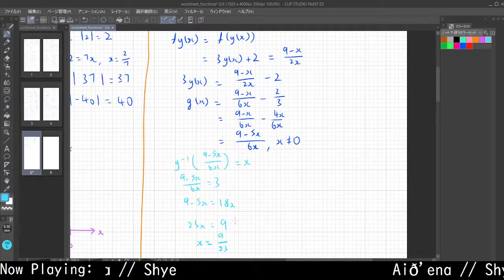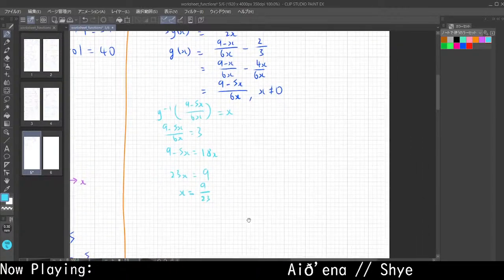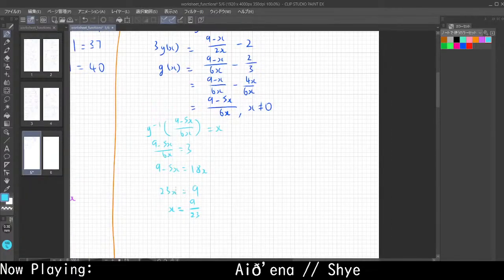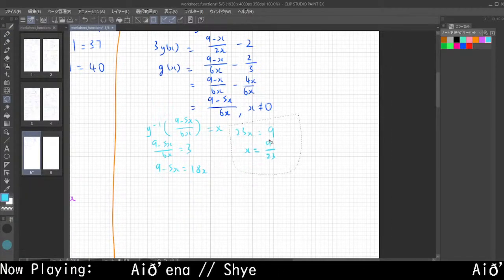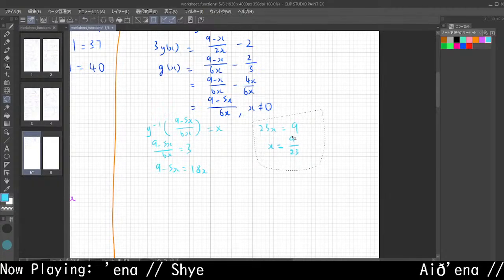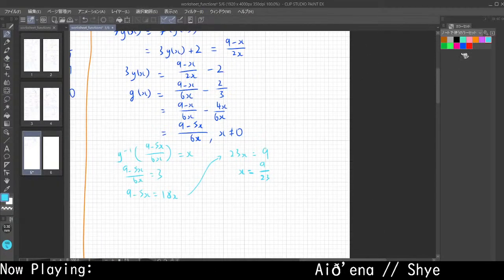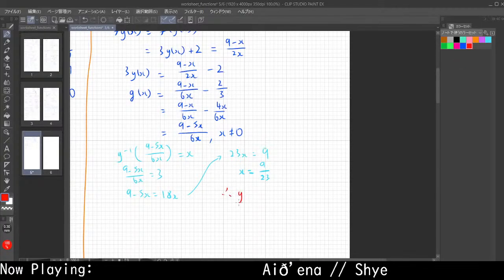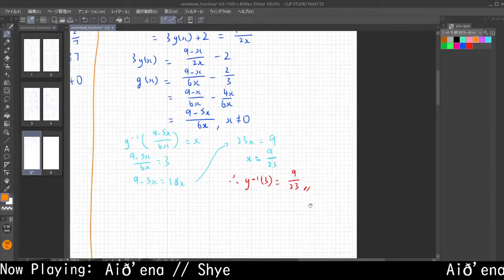Yeah, that's the answer. So basically, your value of g inverse 3 will be equal to 9 over 23. Okay, that's it. Done.